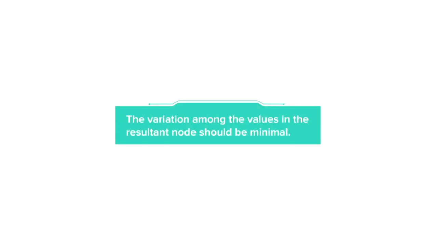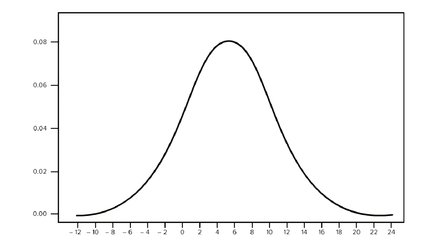Perhaps we can split the decision node such that the resultant nodes have values which are very similar in magnitude or are very close to each other. That is, the variation among the values in a node is minimal. But how do we do that? We can do this by measuring the spread of the values in the subnodes.